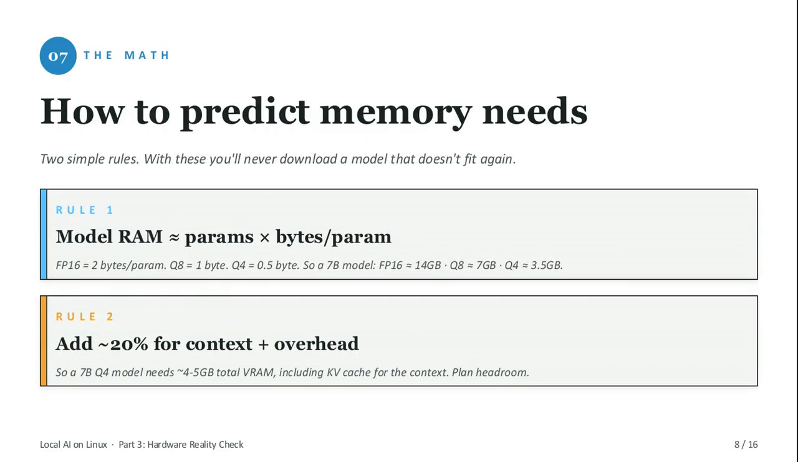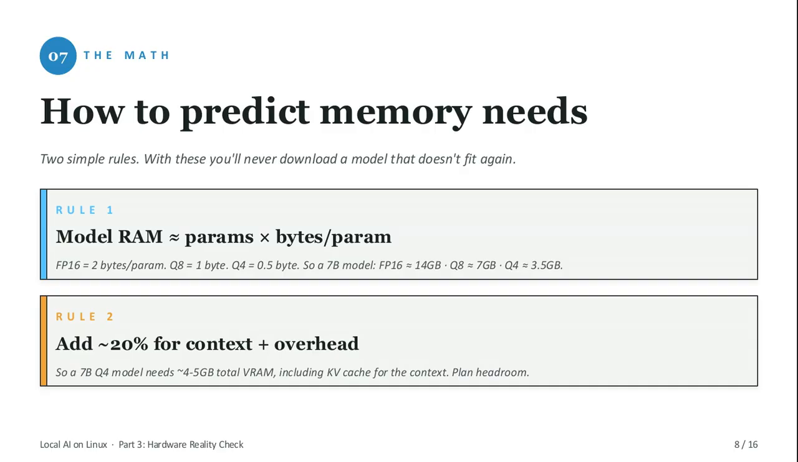Once you know what you want to run, the math for whether it fits is genuinely simple. Rule 1. Multiply parameters by bytes per parameter. FP16 is 2 bytes, Q8 is 1, Q4 is half, so a 7B model lands at roughly 14, 7, or 3.5 gigabytes depending on quantization.